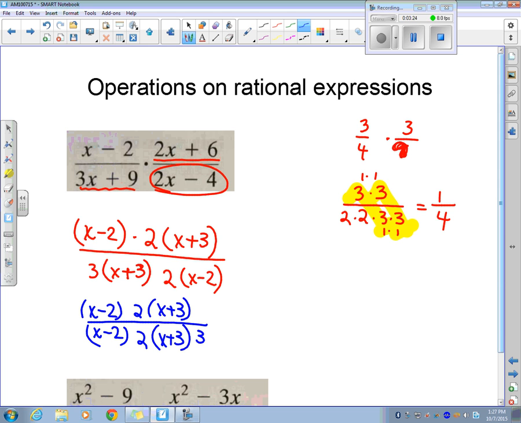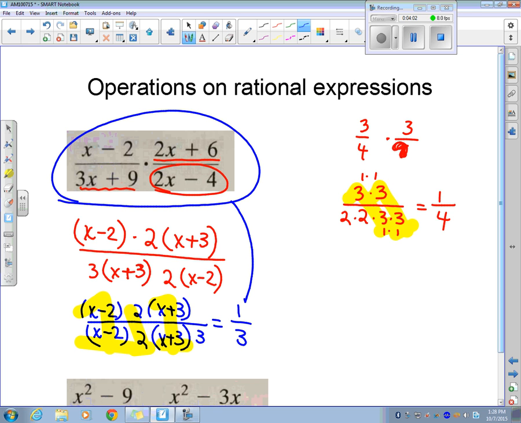Now the thing that I want to point out, again, many of you don't have to rearrange these. You're able to do this without thinking about it. But isn't x minus 2 over x minus 2 equal to 1? And isn't 2 over 2 equal to 1? And isn't x plus 3 over x plus 3 equal to 1? So really, and it doesn't look like we've done any multiplication, but we have. The answer to this is 1/3. And so this piece right here simplifies to be 1/3.